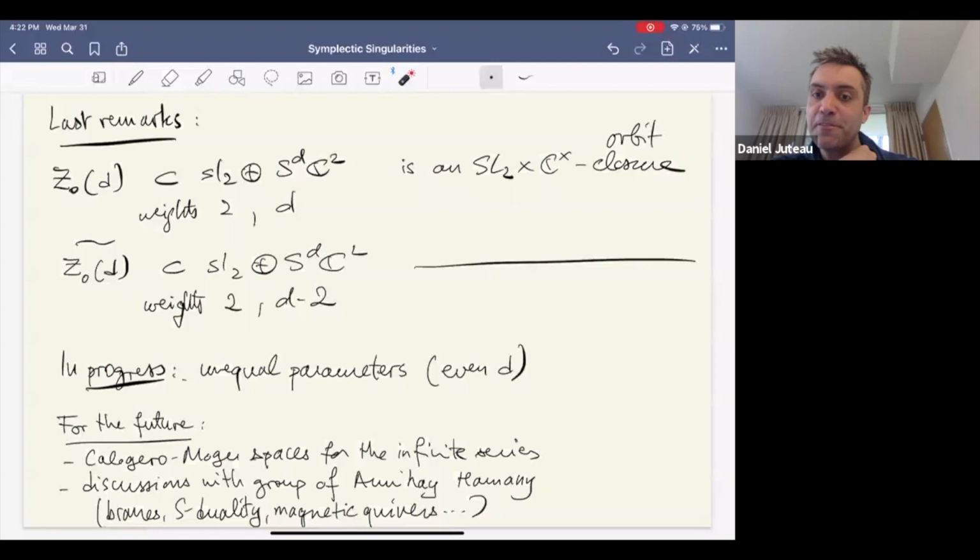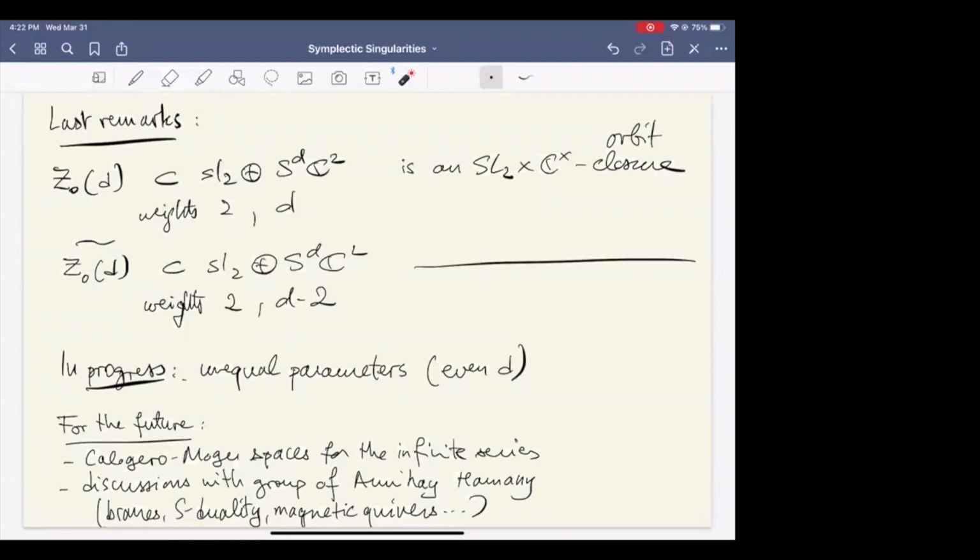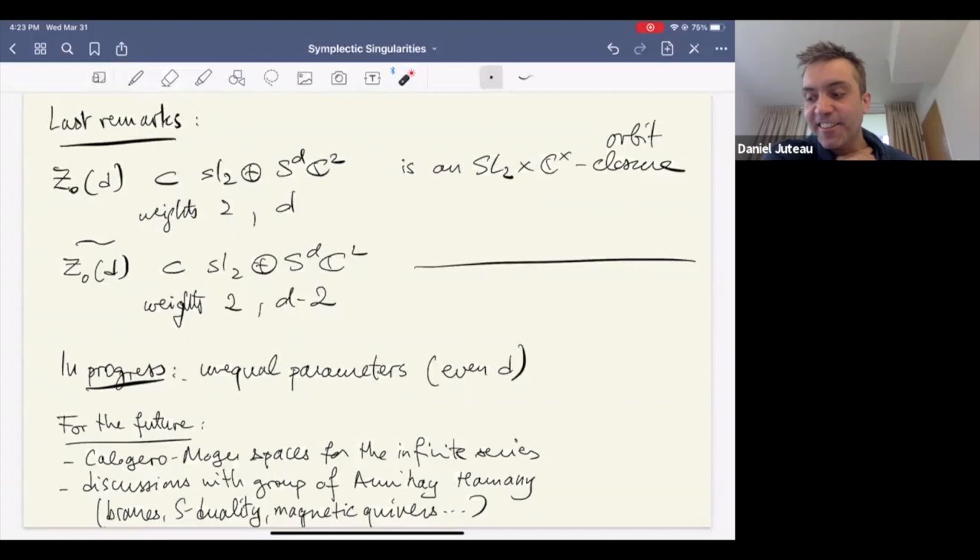So did you say that you can always lift? No, I'm asking, I don't know. That's my question, whether they can be lifted, symplectic singularities to symplectic singularities. I don't know, but one could try indeed. Are there any other questions for Daniel?